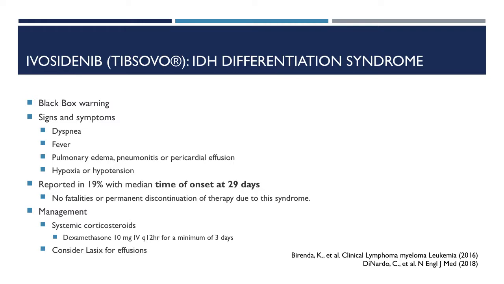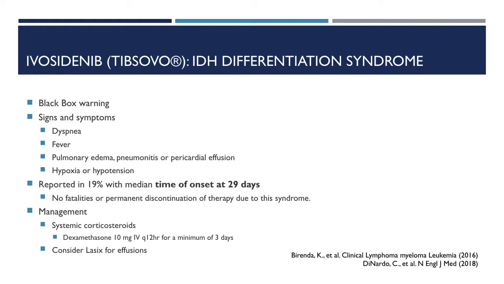This is a black box warning in this medication because it can be potentially fatal, and some signs and symptoms include dyspnea, fever, pulmonary edema, pneumonitis or pericardial effusion, hypoxia, or hypotension. They saw IDH differentiation syndrome in 19% of their patients with a median time of onset at 29 days. They did not report any fatalities to this syndrome, and no one had to permanently discontinue their medication due to it.